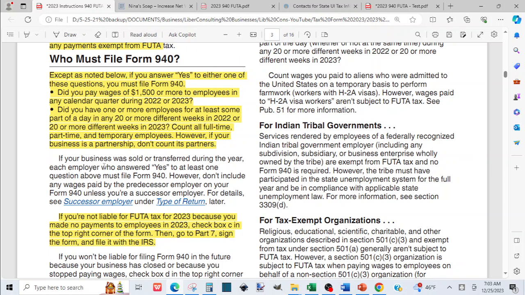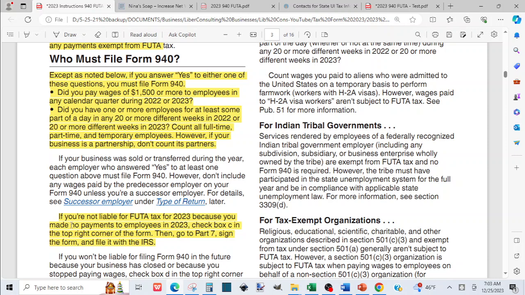So if your business was sold or transferred during the year, each employer who answers yes to at least one question above must file Form 940. However, don't include any wages paid by the predecessor employer on your Form 940 unless you are the successor employer.